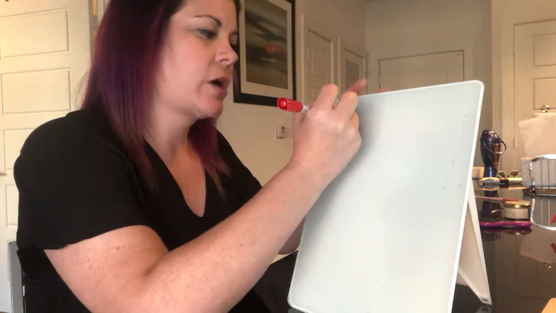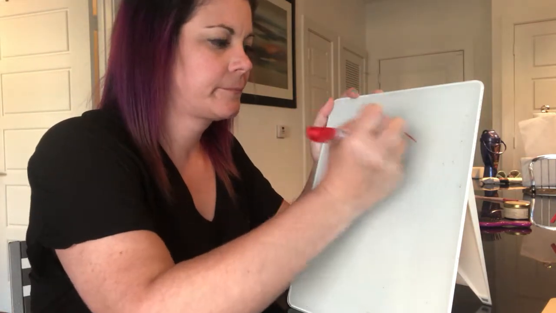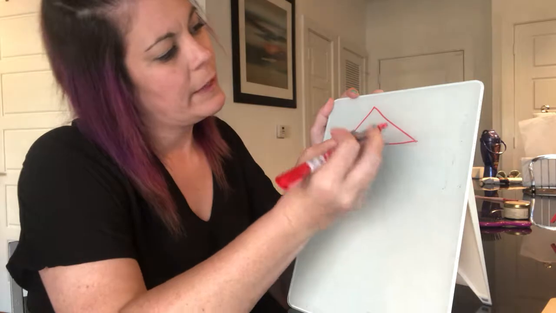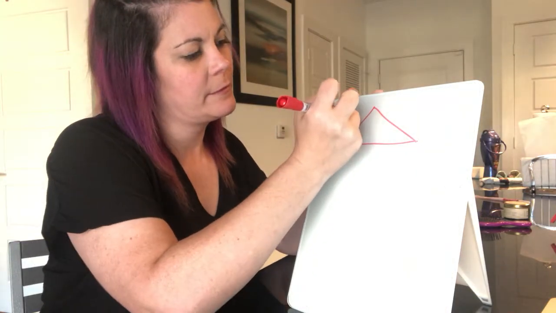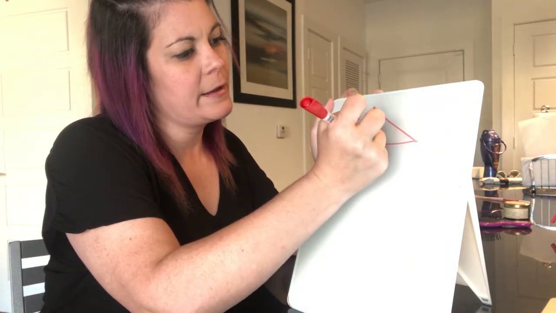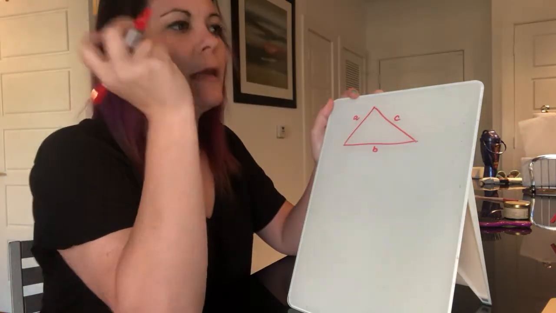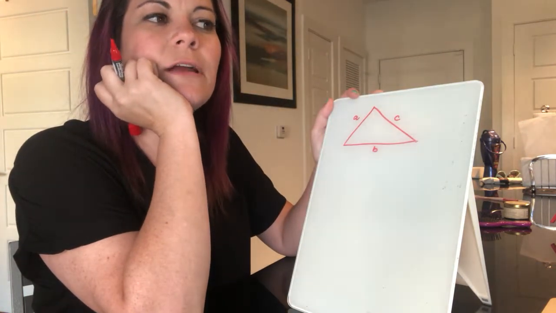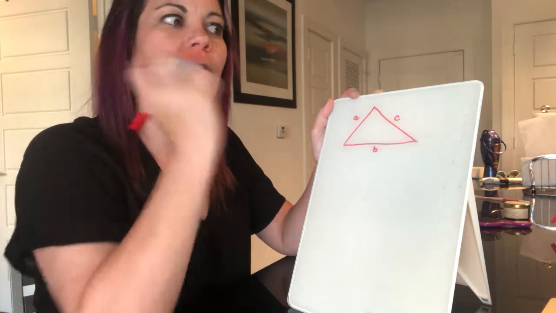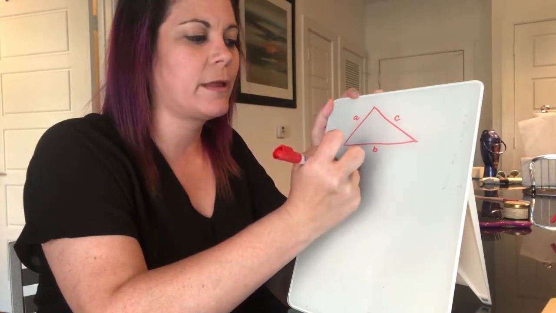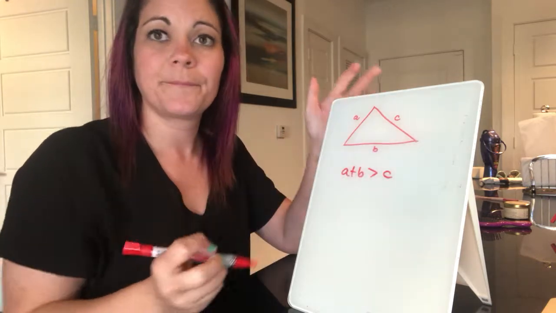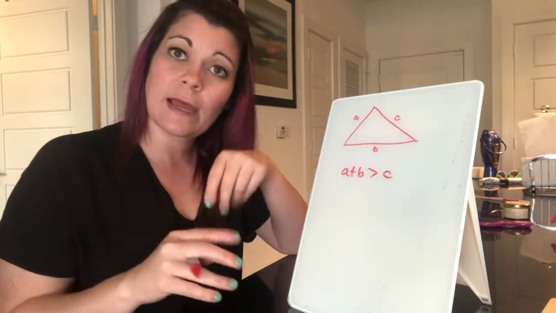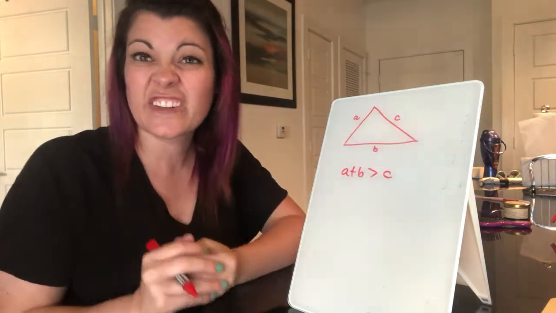So if I have a triangle A, B, C, it says the sum of the lengths of any two sides of a triangle is greater than the length of the third side. So A plus B has to be greater than C. The sum of any of the two sides has to be greater than that third side for it to make a triangle.